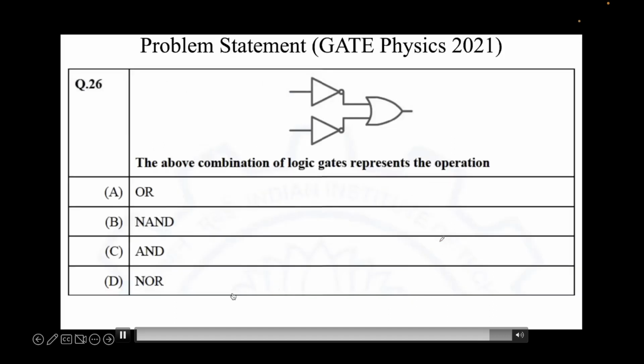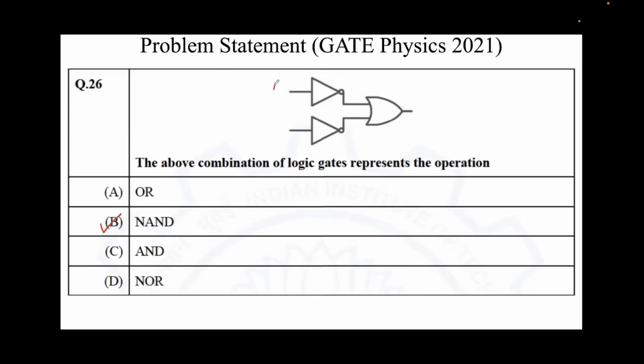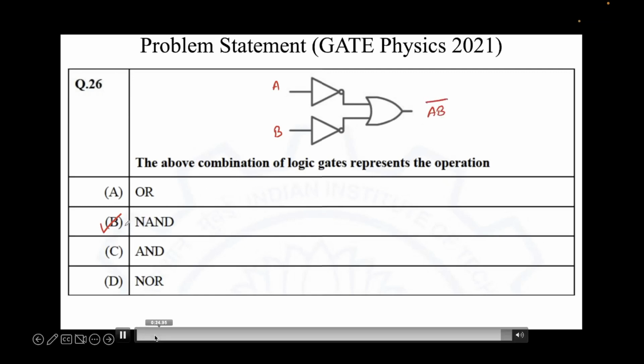So the answer here would be B, NAND, because we obtained that if the inputs are A and B, the output we obtained was AB whole bar, which is the algebraic expression for a NAND gate. So the correct option here is B.